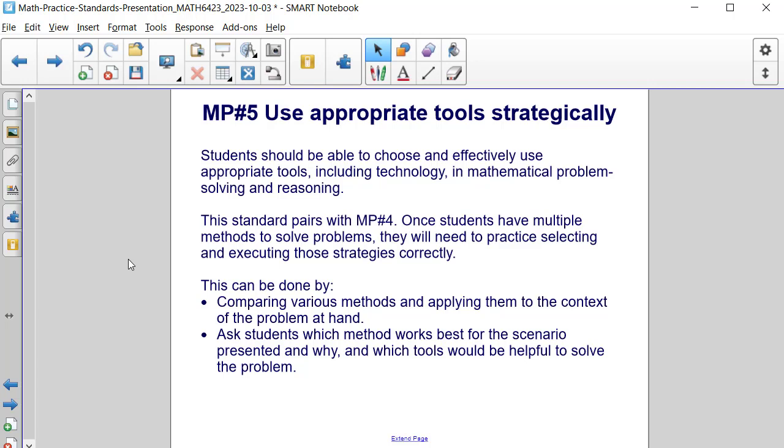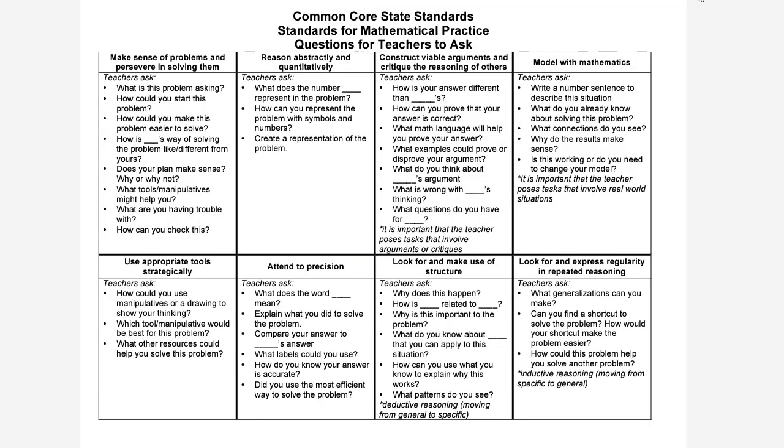Once students have multiple methods to solve a problem, they will need to practice selecting and executing those strategies correctly. This can be done by comparing various methods and applying them to the context of the problem that is at hand. You can ask students which method works best for the scenario presented and why, and which tools would be helpful to solve the problem. Sample questions that would help address mathematical practice standard number 5 include the following.